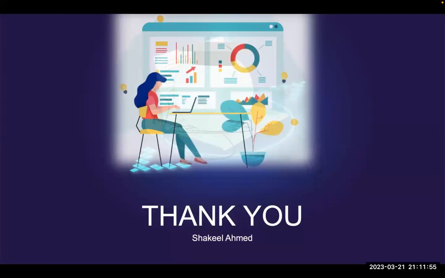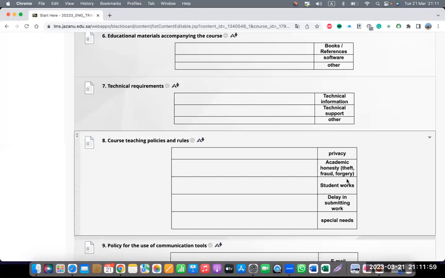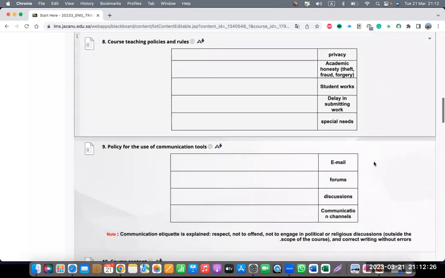So that was related to the course policies and rules. You have to tell your students that honesty is important inside the classroom. Nobody is involved with theft or fraud or some kind of forgery. So whatever is in your mind, I already told you what are the specific rules and policies, you can go ahead with this one, and you can choose and you can write over here.